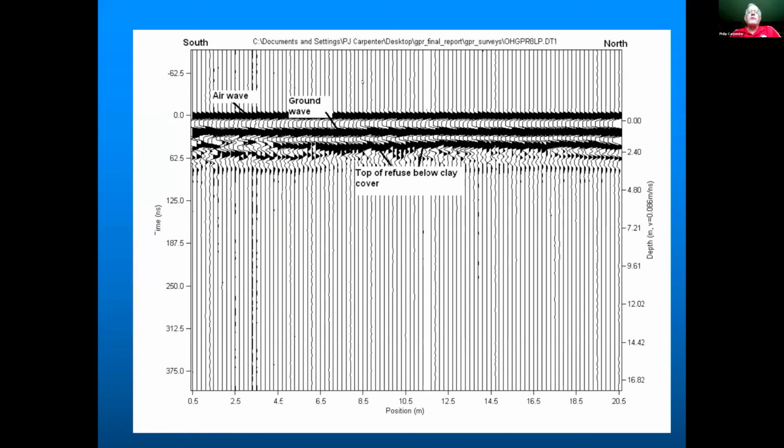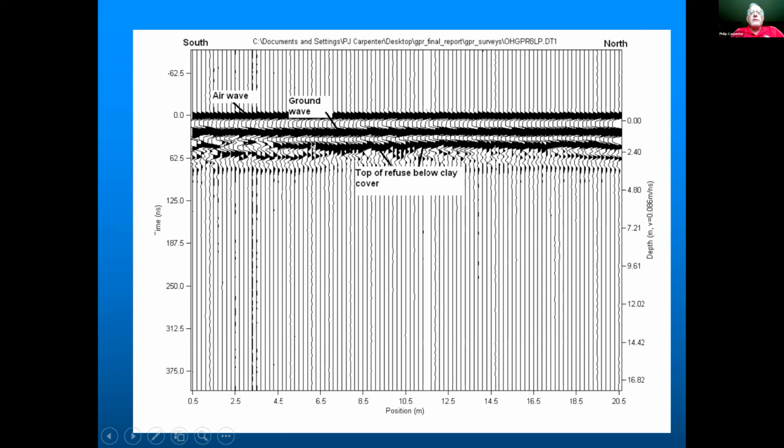Okay, this is a typical GPR signal, from Orchard Hills. The first two signals you'll see are the air wave and the ground wave. The air wave is generated by the signal going through the air, and the ground wave through the upper few centimeters of the soil. Then you start to see some real stuff below that.